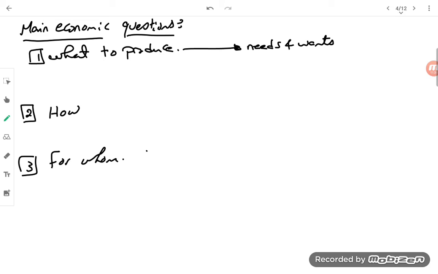Then after that, you have to answer the second question, which is how to produce this product identified in question number one. If you are going to talk about how, this means we are going to talk about factors of production. Mainly factors of production can be divided into four groups. Number one, land, labor, capital, and number four, entrepreneurship.